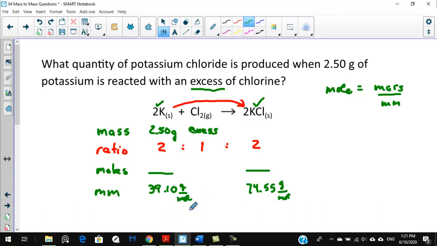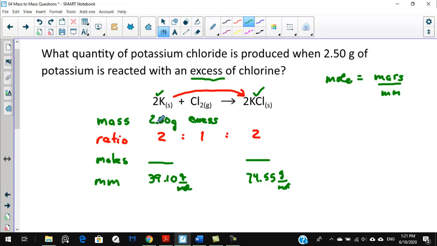Okay, so that's our data statement. We've got everything set up: our masses, our ratios, and our molar masses. What we're missing here is our moles. And what we'd like to find in the end is to be able to fill in this box over here. What mass of potassium chloride am I going to be able to make? So somehow we've got to move from this position here, 2.5 grams that we're starting with, over to how much we're going to make.